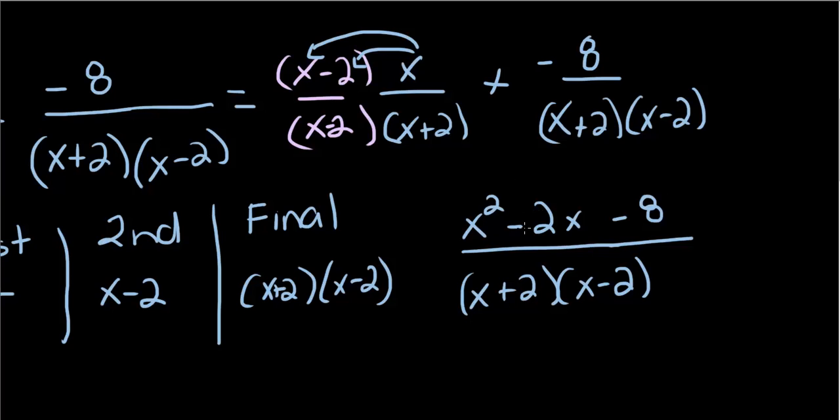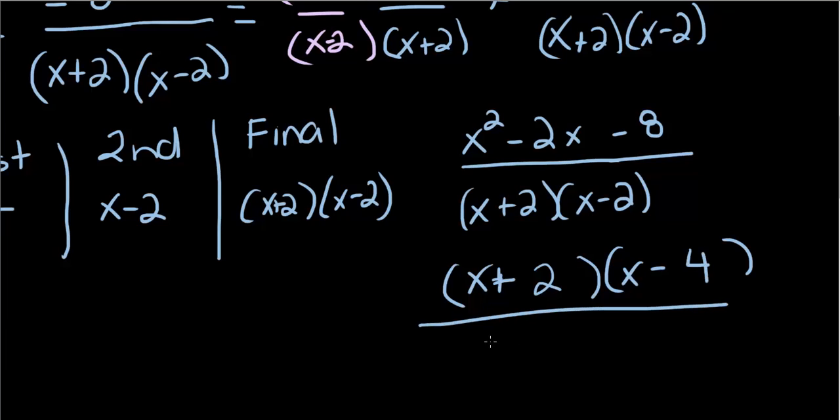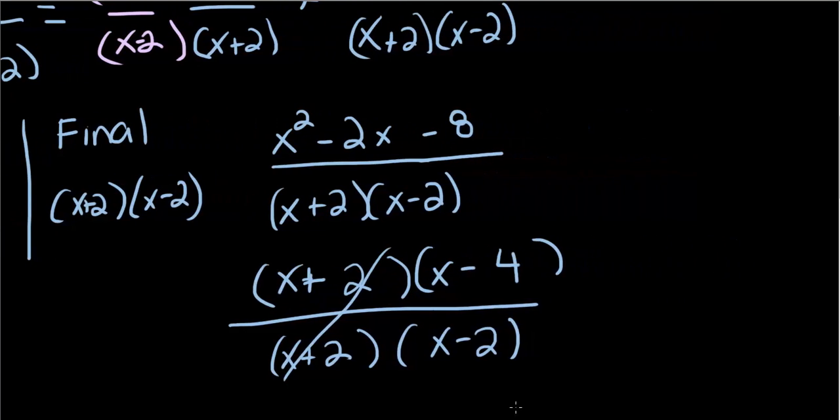I'm going to factor now the numerator to see if there is anything I can cancel. So to factor x squared minus 2x minus 8, I know that I'm going to have a positive and a negative, because that's the only way that I can get a negative 8. So it's going to be 4 and 2. And since I have to end up with a negative number, I know that the bigger number has to be negative. So it's going to be x plus 2 times x minus 4 over x plus 2 times x minus 2. So we can cancel this, the x plus 2 over x plus 2. Our answer is going to be x minus 4 over x minus 2.